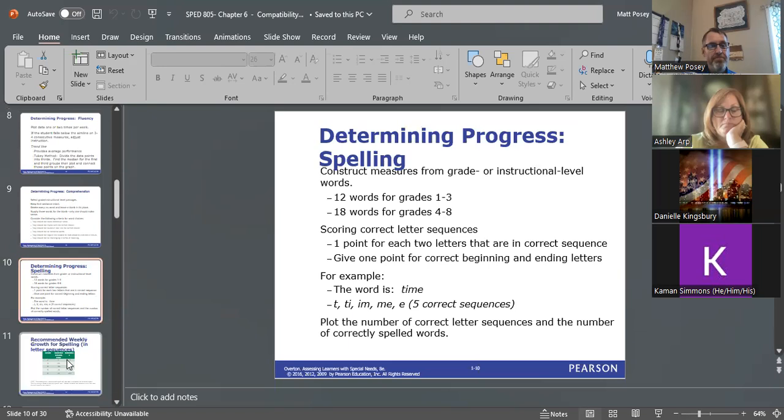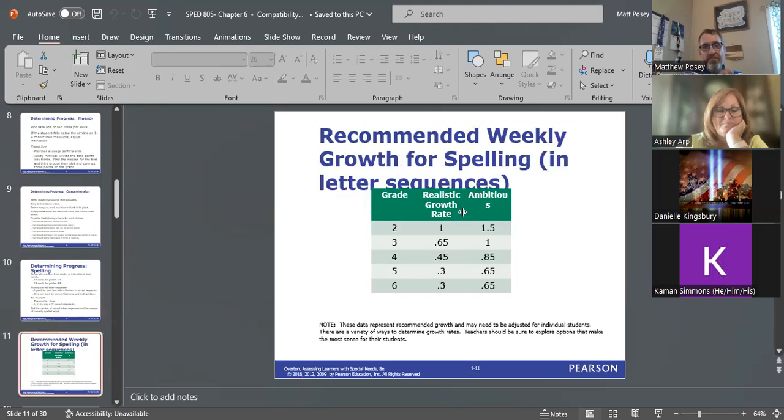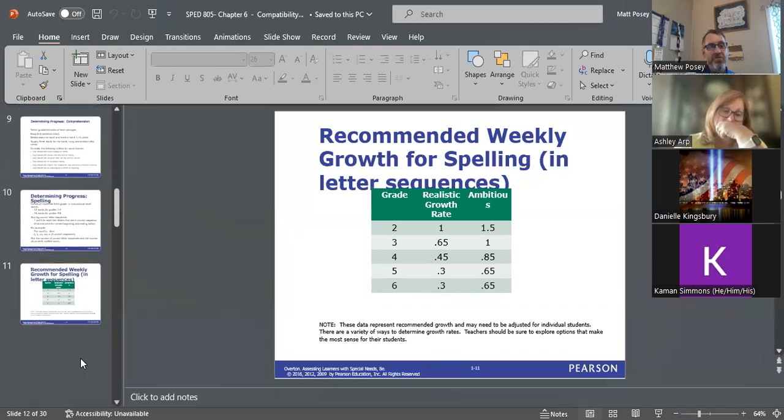Oop, I went backward. My little chart shifted. Here's kind of a recommended weekly growth for spelling. So we're looking at realistic growth rates, grades 2 through 6. So you would calculate that basically the same as you do for reading.